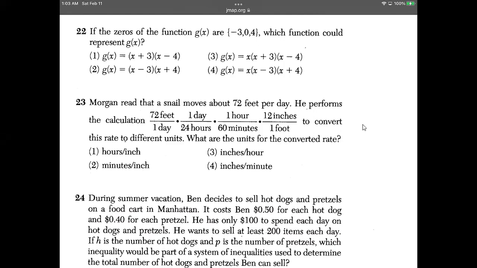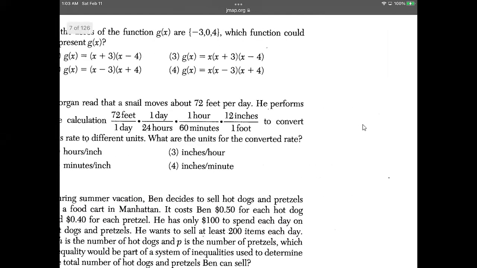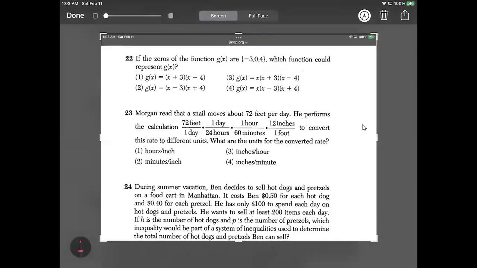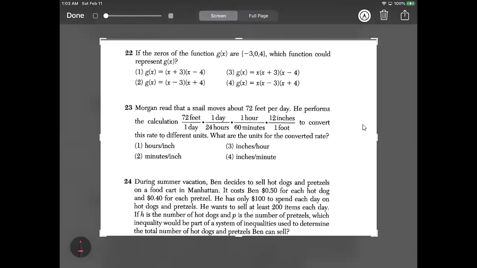First thing you should know is, I didn't make a picture, so let me take a picture of this. Usually I like to start by making a picture. All right, so we got a picture. The first thing you should notice is that we have 3 zeros. So if we have 3 zeros, that means that the degree of our polynomial has to be 3 or higher.